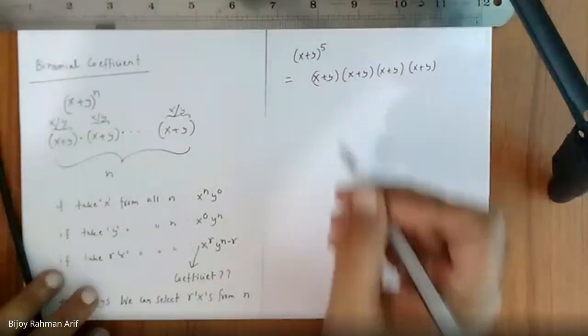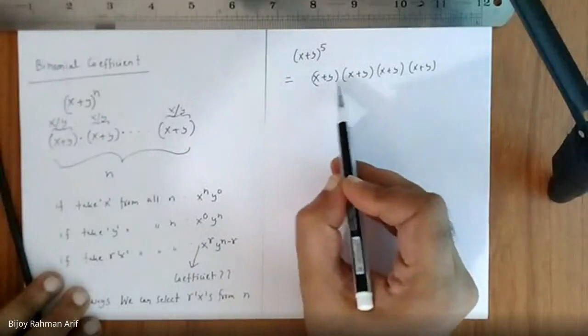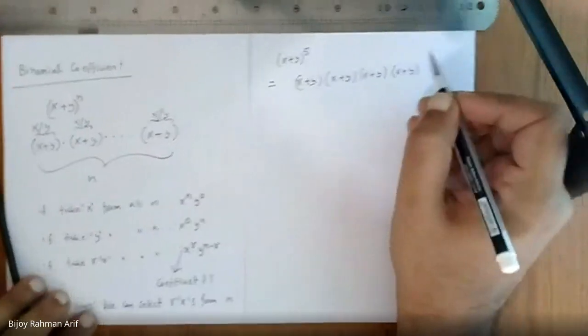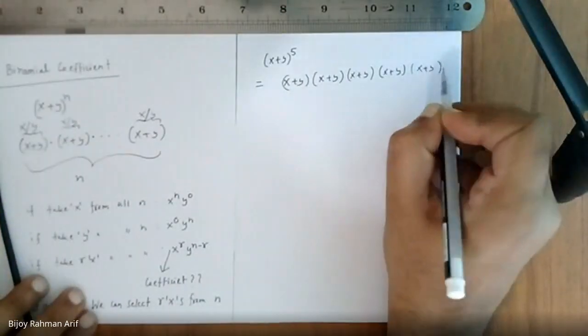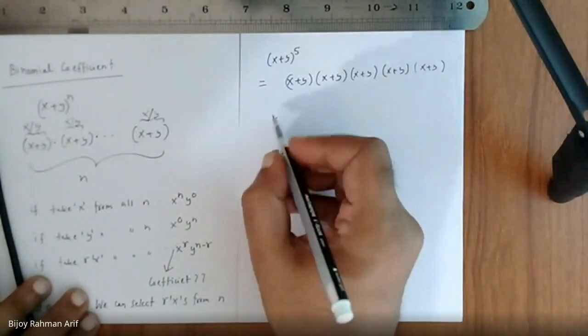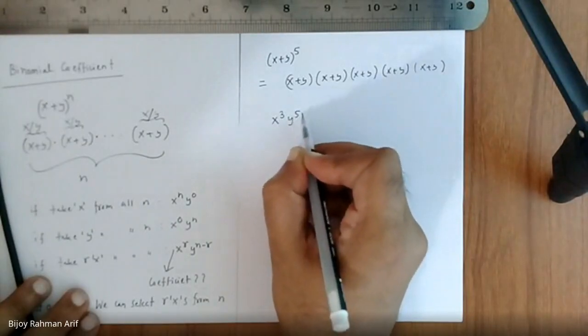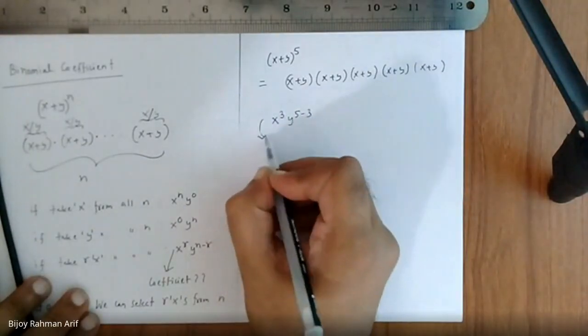Okay. So let's take (x + y) to the power 5. That is (x + y)(x + y)(x + y)(x + y) and another (x + y), all multiplied. Now, if I ask what is the coefficient of x^3 y^(5-3), so what is the coefficient?